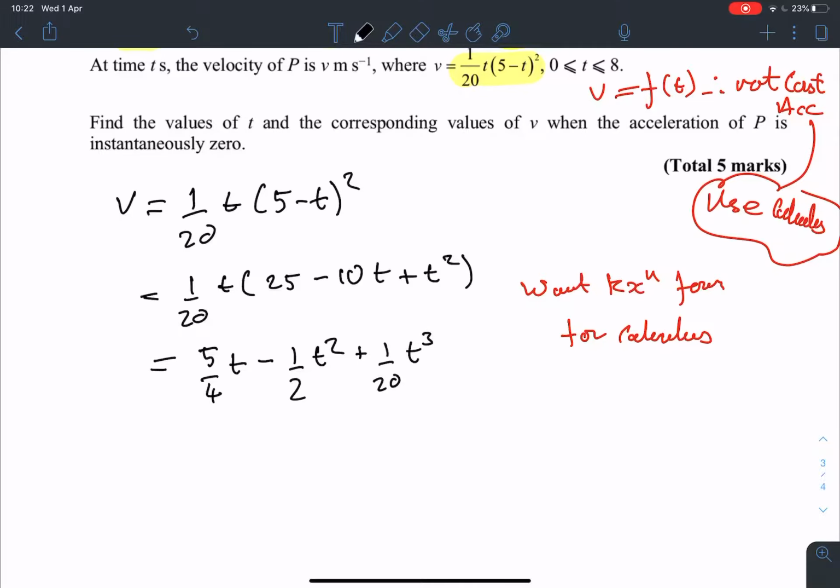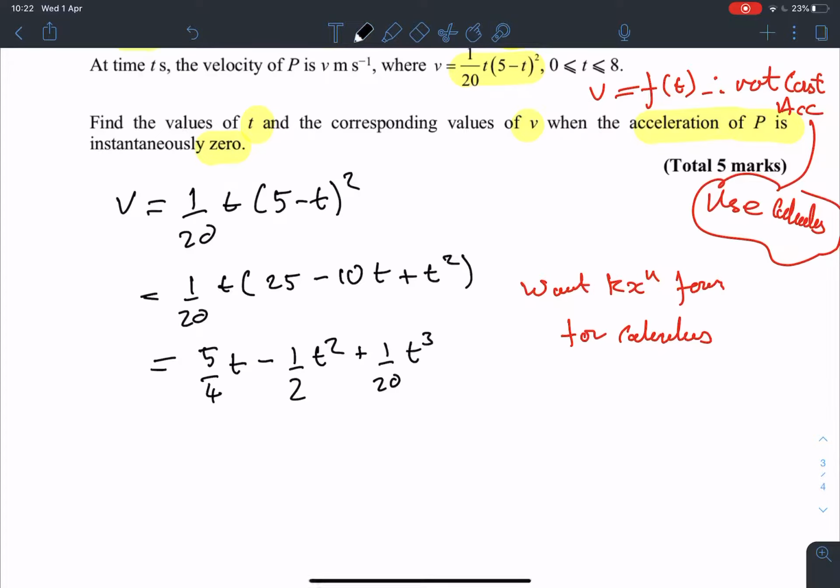Okay, so we identified it was a calculus kind of question. We've got it into our kx to the n, or our polynomial form, which we like when we're in a calculus context. And now let's go back and see what we've got to do with it. So find the values of t and the corresponding values of v when the acceleration of p is 0.